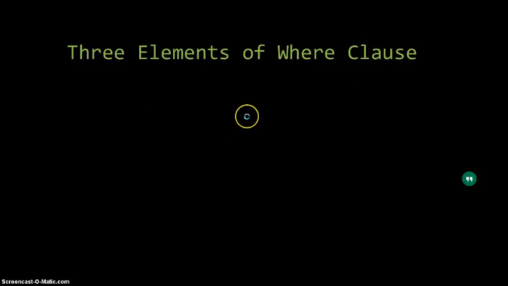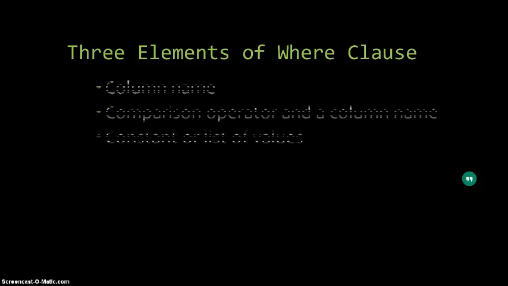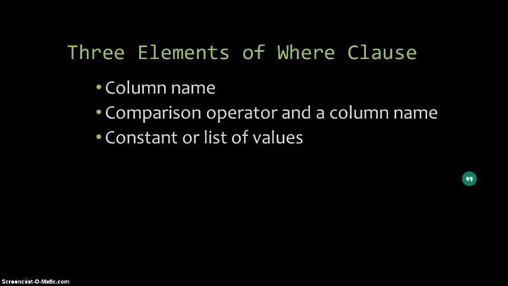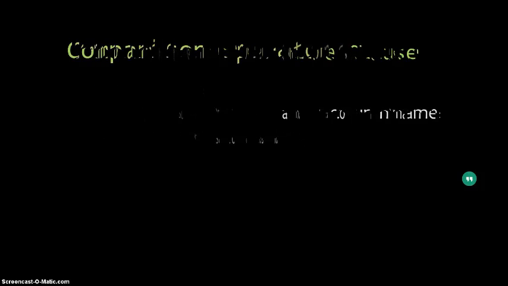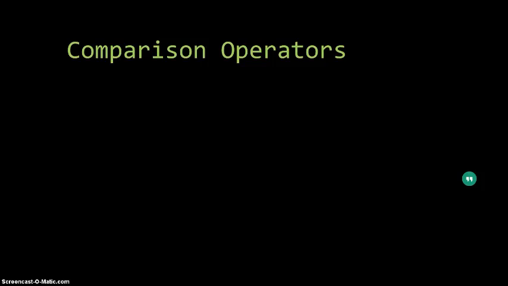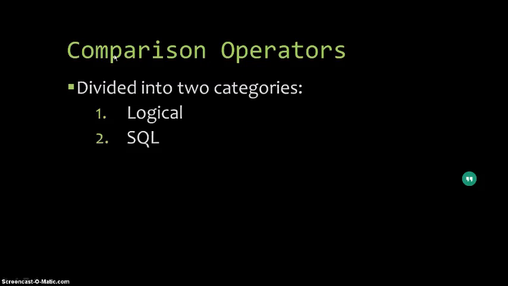So what are the three elements that must exist in the WHERE clause? The column name, the comparison operator, and the constant or the list of values. We'll show it later. Comparison operators are divided into two categories: the logical and the SQL.